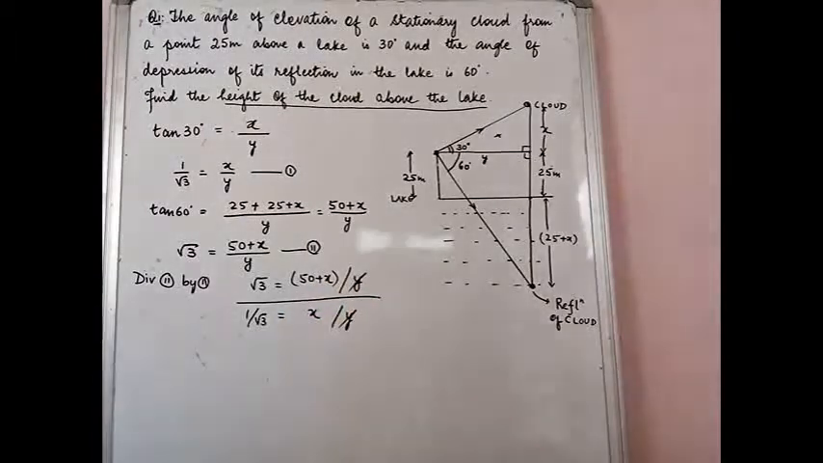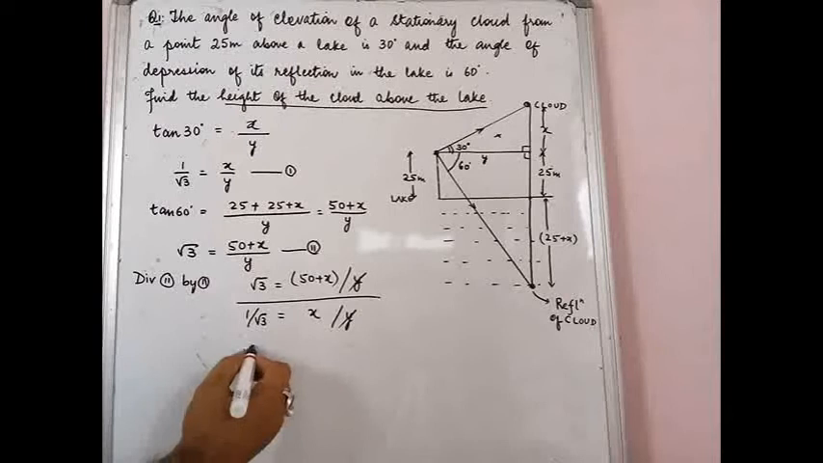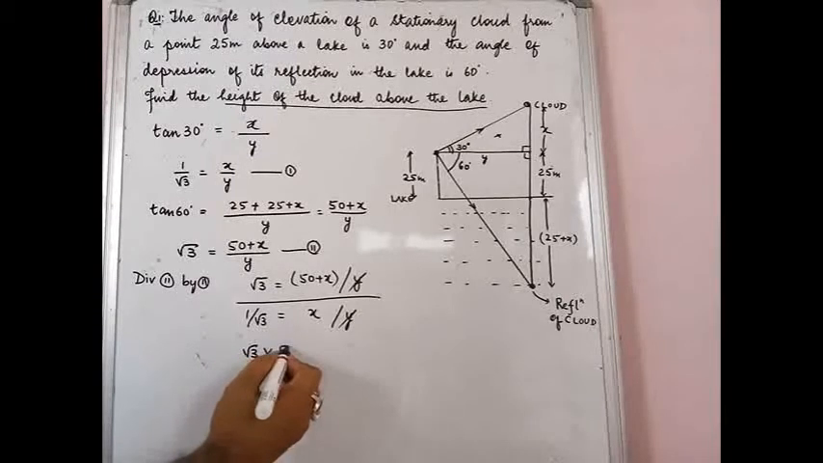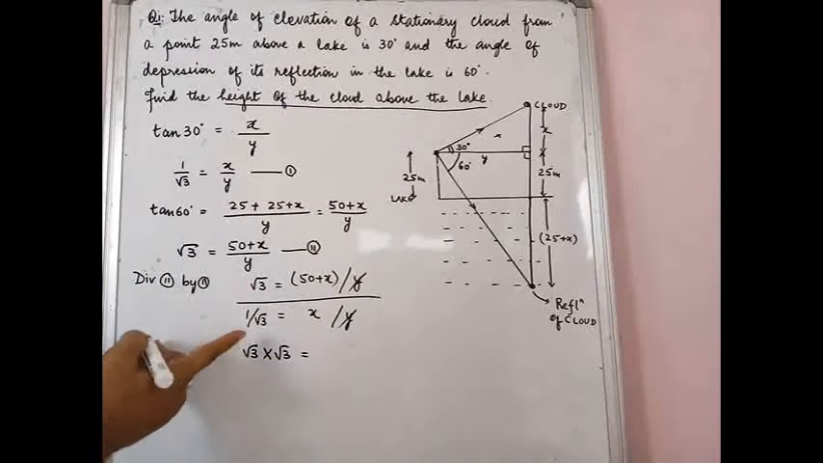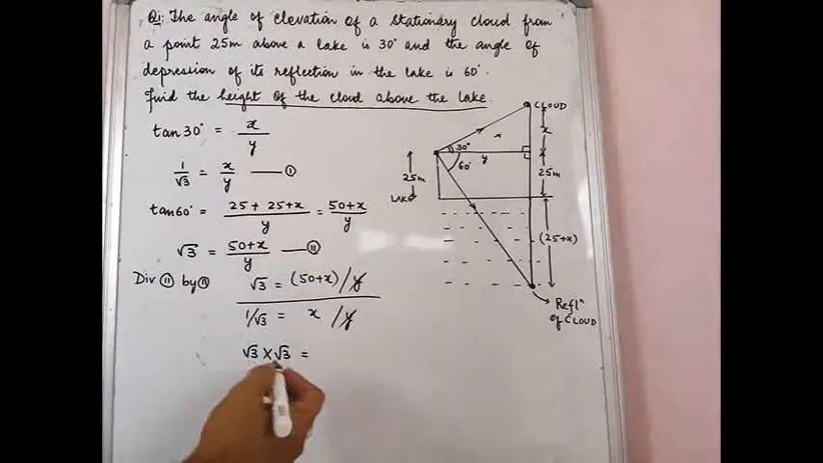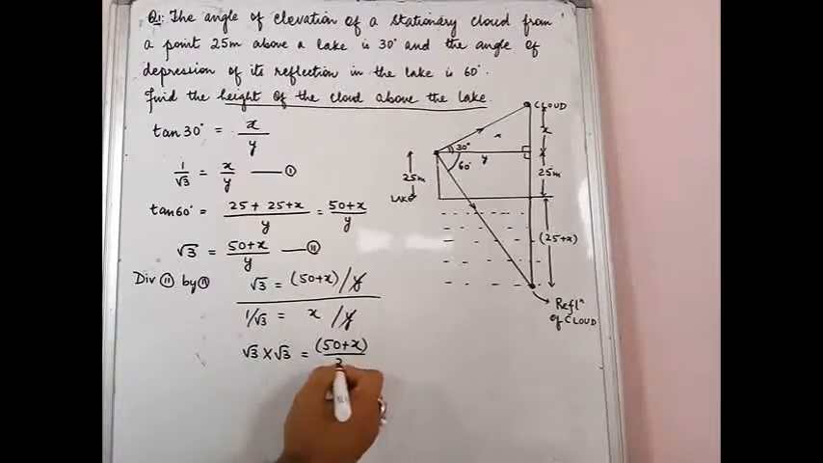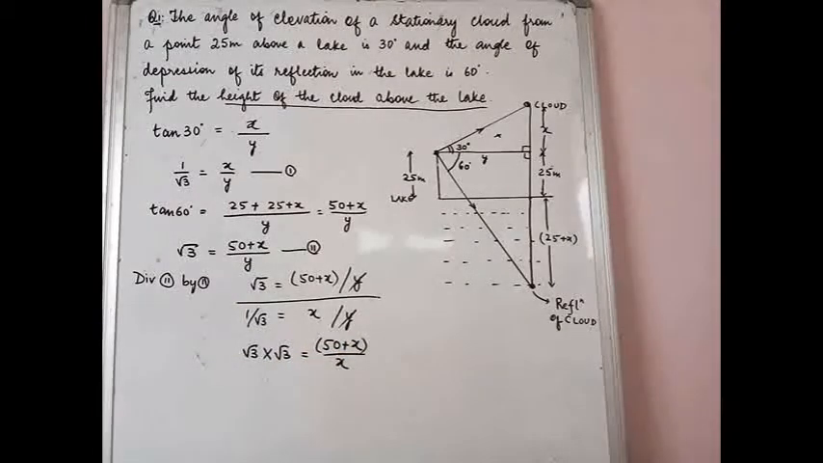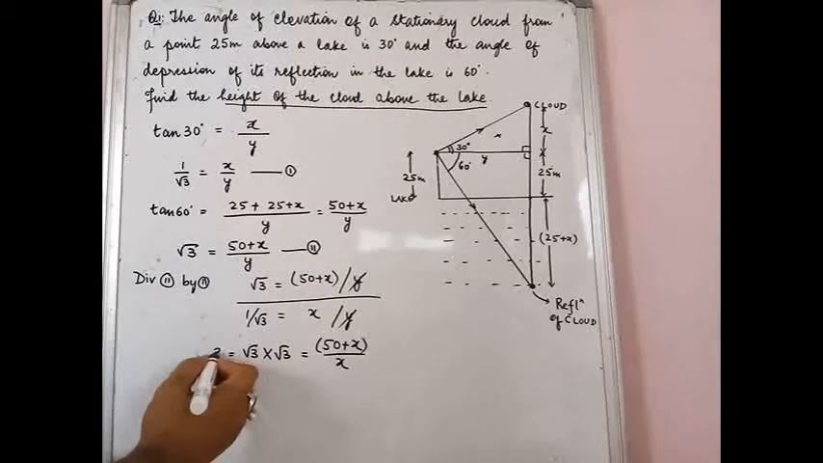Y and y get cancelled. Okay. And obviously this root 3 goes above. So it becomes root 3 into root 3 equal to, because you see this root 3 was already there, and this root 3 has gone from the denominator to the numerator. So on the right hand side you are left with 50 plus x upon x, because y has been cancelled. What is root 3 into root 3? Root 3 into root 3 is 3.